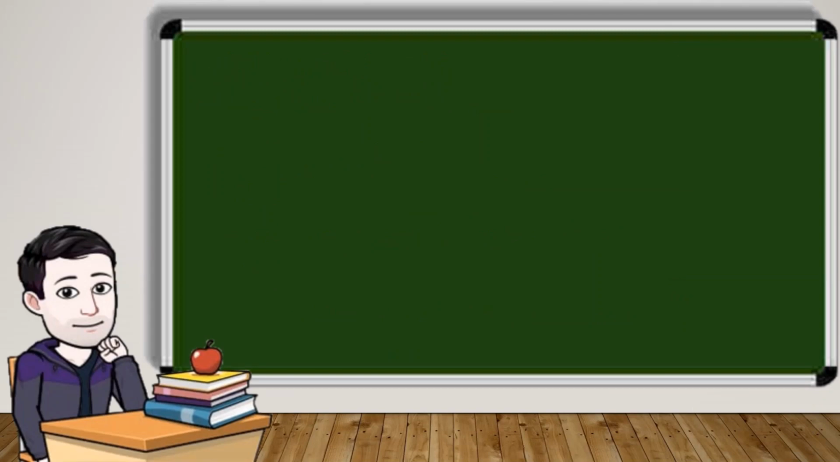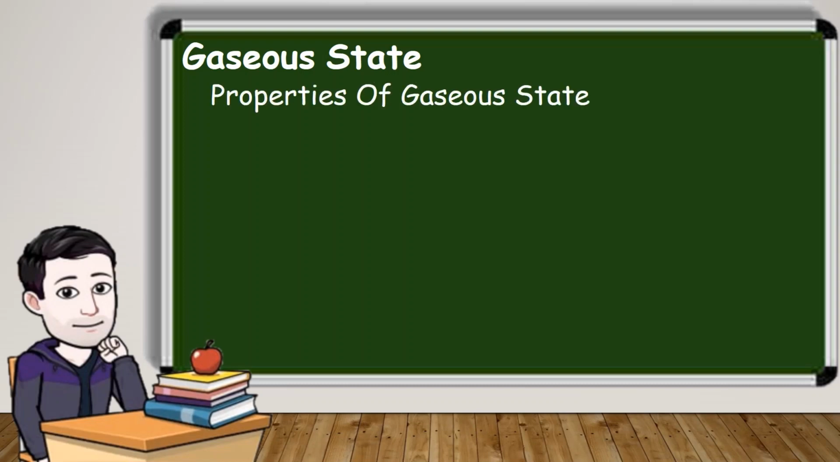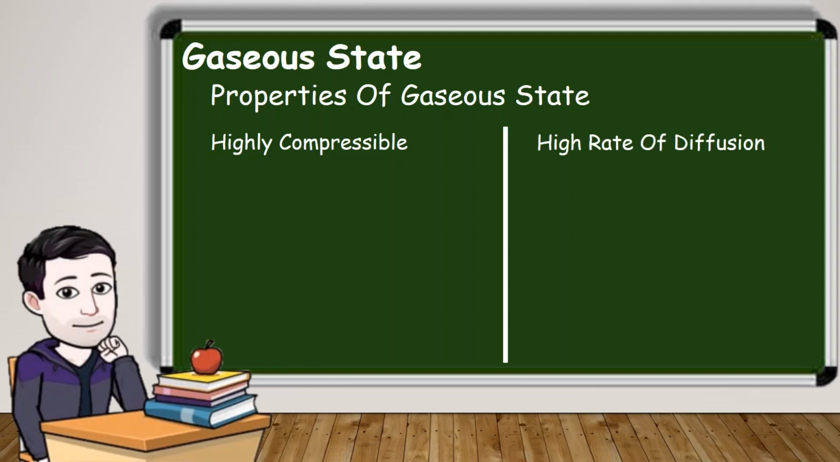And the last state of matter, that is, gaseous state. Let's see the properties of gaseous state. They are highly compressible, and they have a high rate of diffusion. Now, we need to understand the reasons why gases are able to hold these properties. First of all, let's understand why gases are highly compressible.